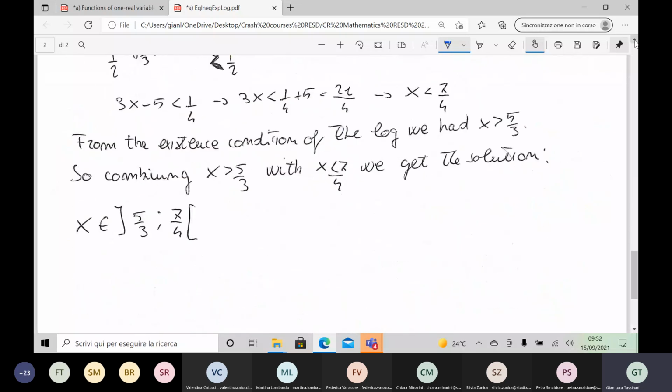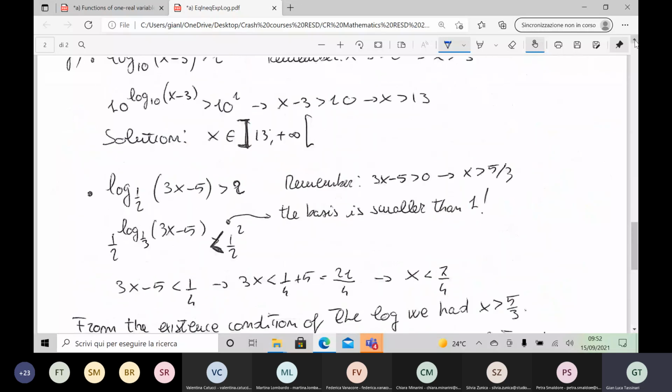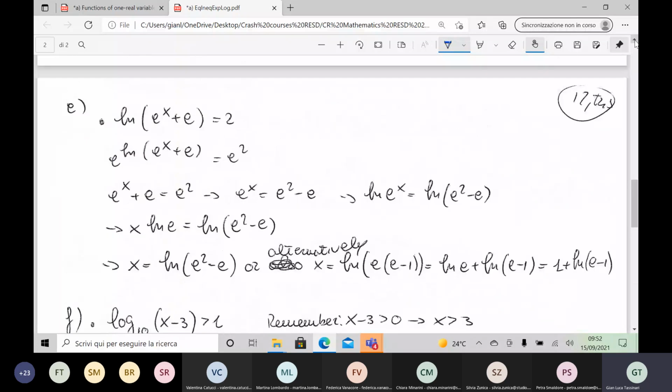Okay, we have these two. Now, suppose you need to solve this equation. You have the natural logarithm, again, the logarithm with basis e, of e to the power x, plus e. So this is the argument of the logarithm, equal to 2. Well, again, what do we need to find? We need to find x at the end.